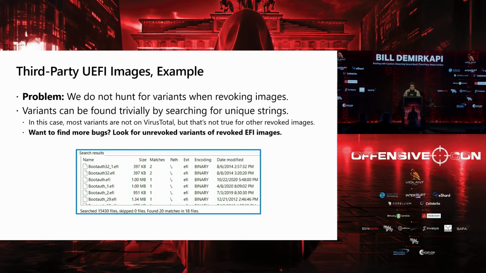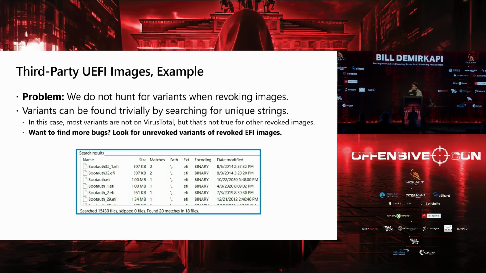And I was able to find variants of these revoked modules by simply taking unique strings and then putting them into VirusTotal and my internal access. Now, fortunately, in this case, most of these variants are not on VirusTotal and publicly accessible. But it really does highlight an important gap. There are a lot of images that we've revoked that have variants.